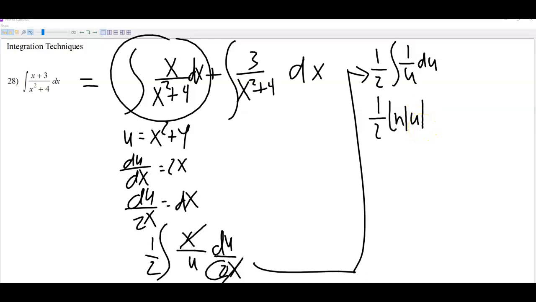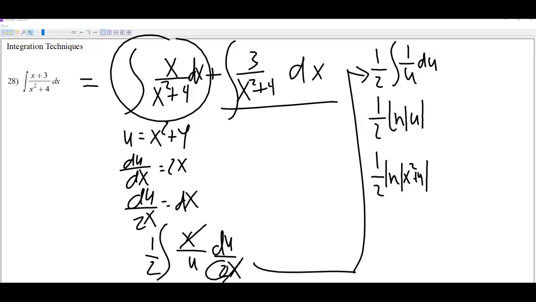I'm not going to put my plus c yet. I'll tell you why soon. And then plugging the u back in, we get x squared plus 4. The reason I'm not doing the c is because we still have to do this one, and they're just going to share a c. So I'll just do the c at the end.